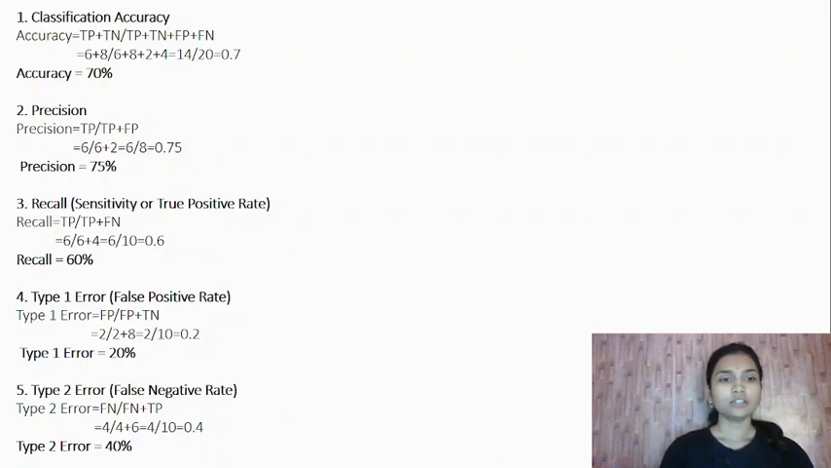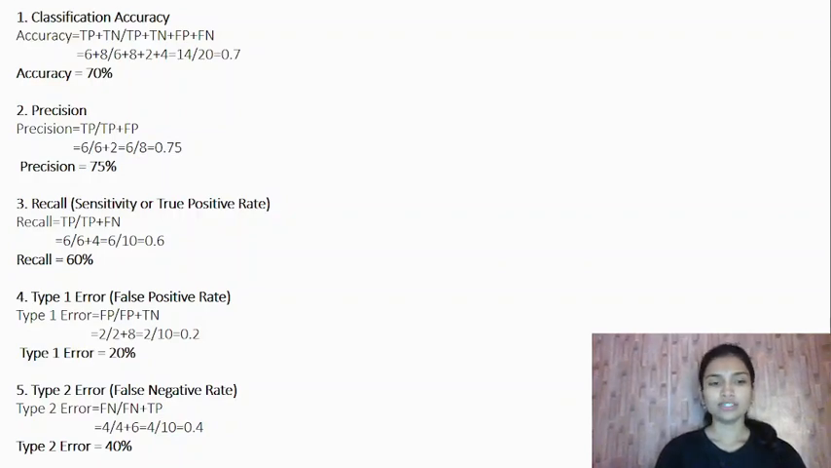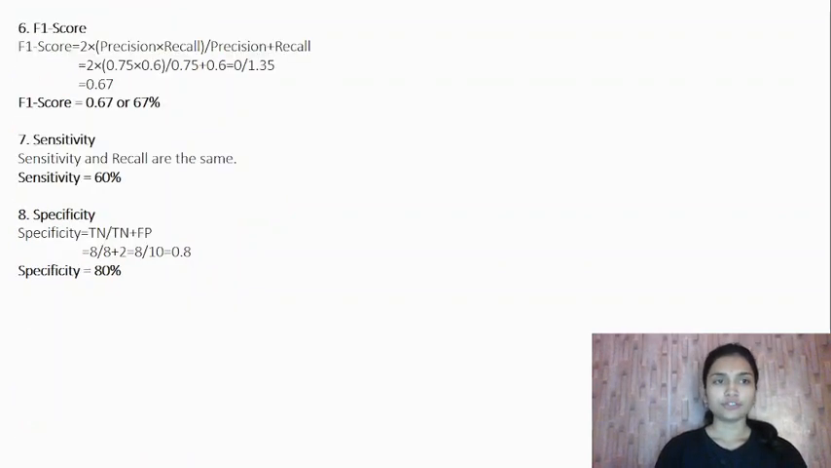Type 1 error. This is also called false positive rate. The formula is false positive upon false positive plus true negative. Type 1 error percentage is 20%. Type 2 error, formula is false negative upon false negative plus true positive. Type 2 error percentage is 40%.